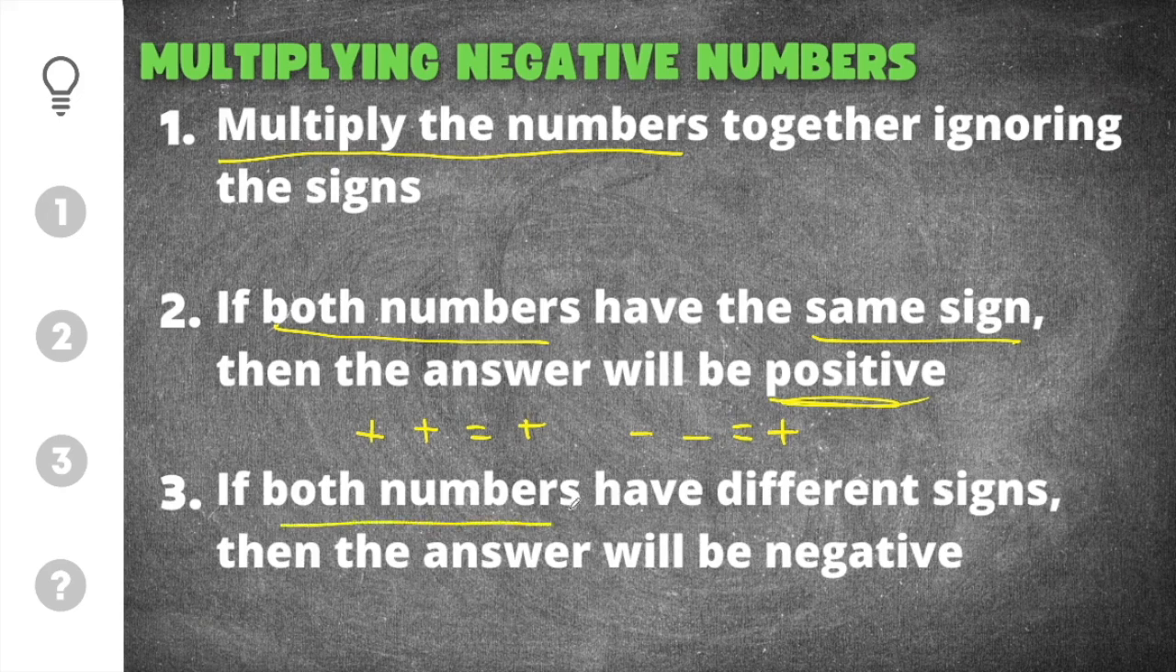If both numbers have different signs, then the answer will be negative. It doesn't matter if you multiply a positive with a negative or a negative with a positive. Both cases will give you an answer that is negative. It doesn't matter what order the positive and negative are in. As long as one is positive and one is negative, your answer is going to be negative.